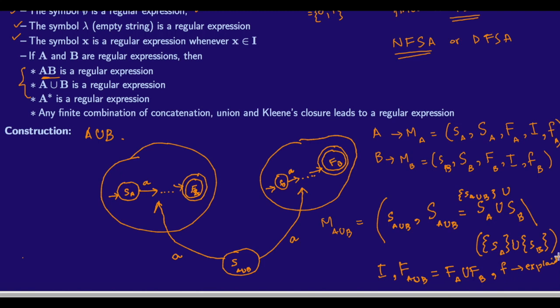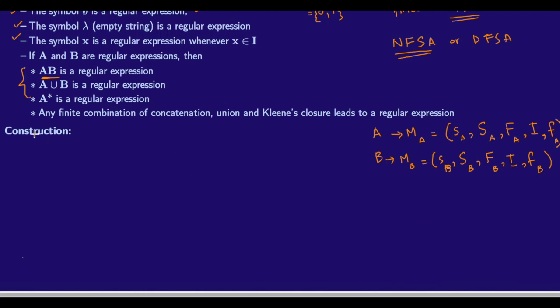Okay. So what was the explanation? That all the transitions from SA will now be from SA union B, and all the transitions from SB will again be from SA union B, and then nothing else changes. Okay. Now we talk about the Kleene closure of this.